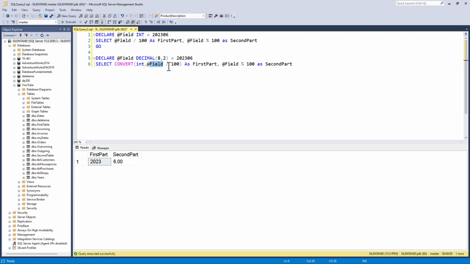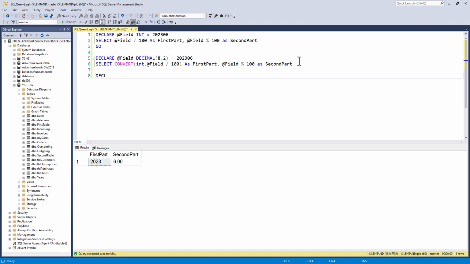Well, that gives me 2023.06, and then we convert it into an integer. So converting 2023.06 into an integer gives me 2023. So that is another way. So do be careful. The answer may be different depending on whether you've got an int or a decimal.